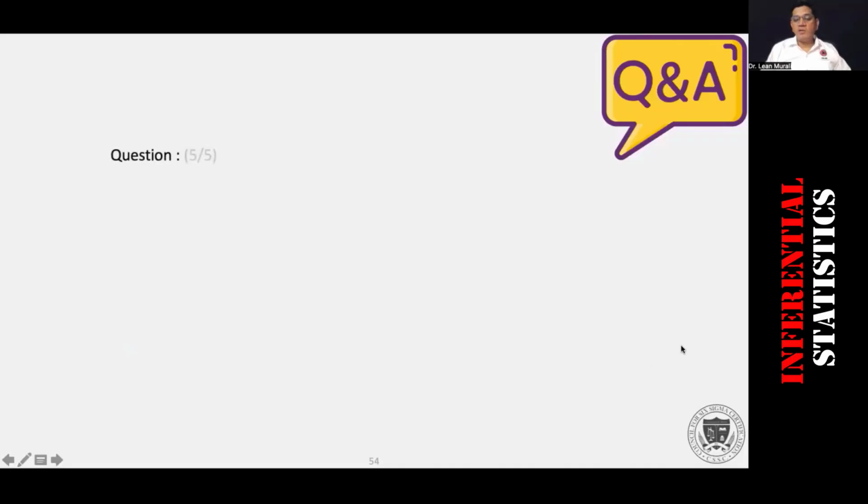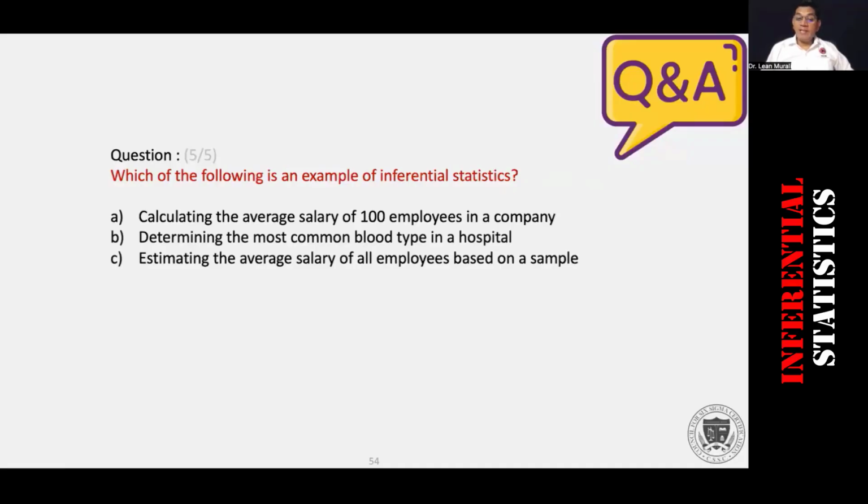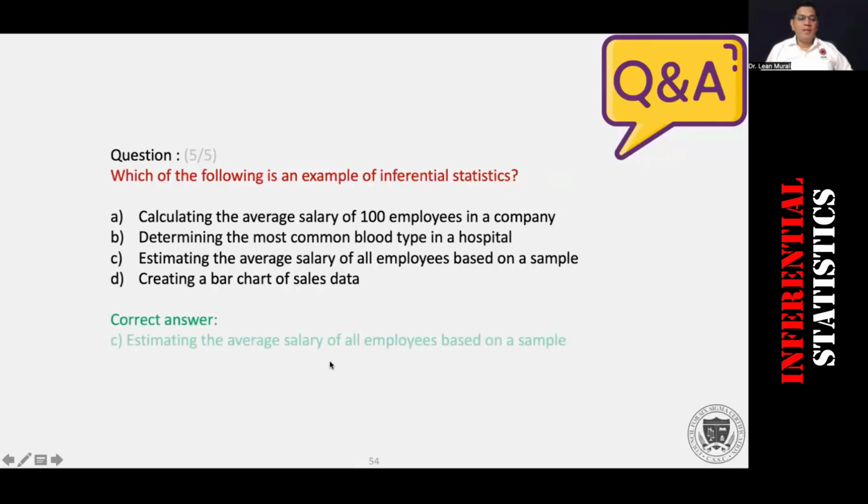The last question for today is this: which of the following is an example of inferential statistics? Calculating the average salary of 100 employees in the company, determining the most common blood type in the hospital, estimating the average salary of employees based on a sample, or creating a bar chart of the sales data. Which is the example of inferential statistics? Yes, estimating. All right.